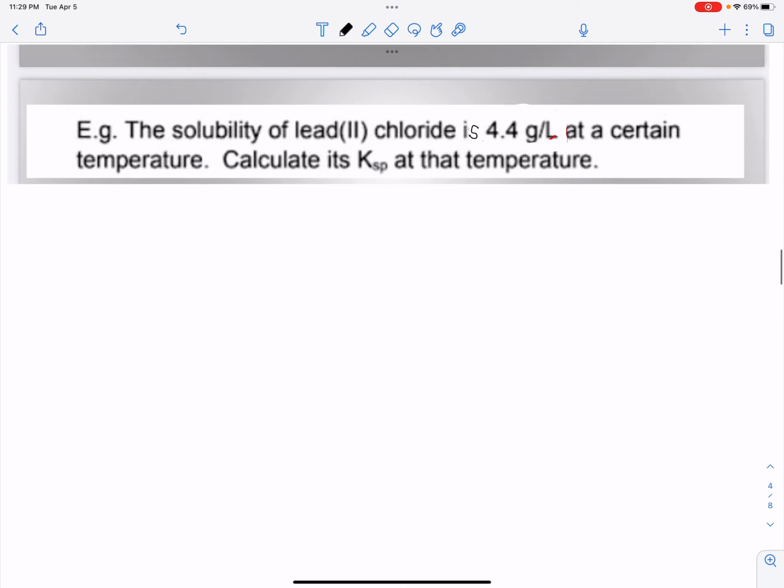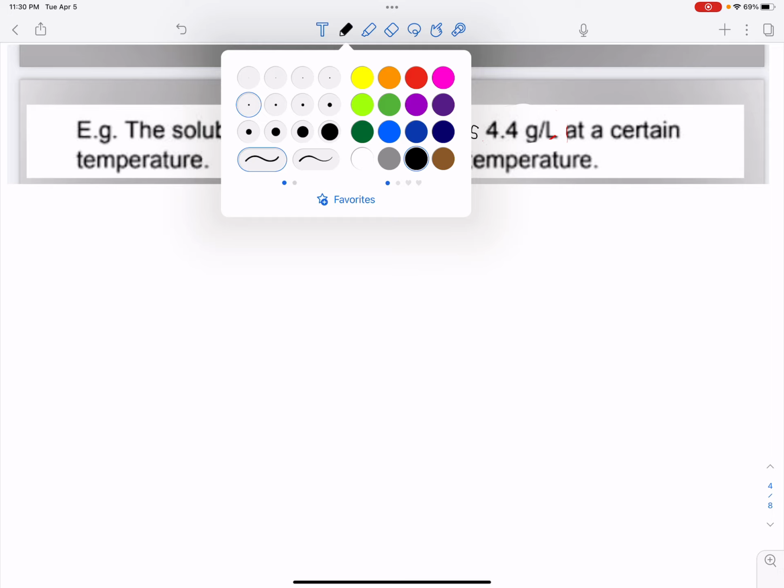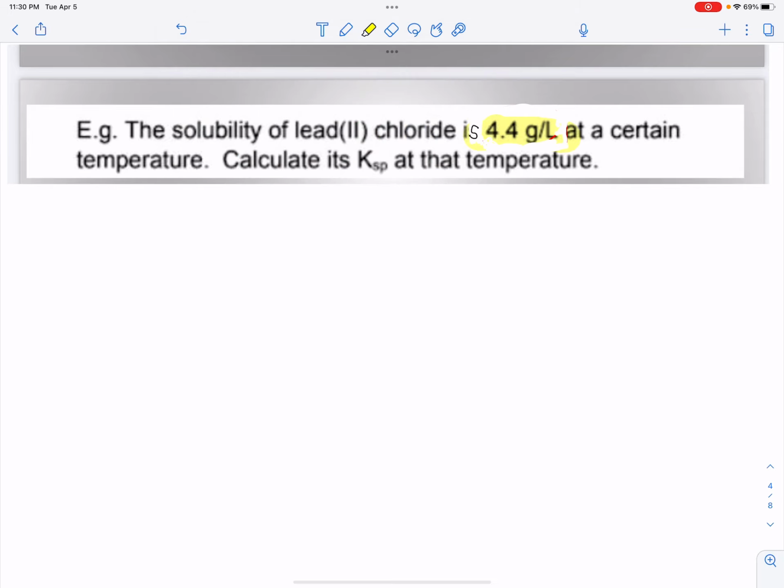We're going to take another example here, only this time we're going to notice a different ratio with our moles. It says the solubility of lead 2 chloride is 4.4 grams per liter at a certain temperature. There's a couple of different things going on in this question. Number one, instead of molar solubility, it is giving us grams per liter. This is showing us how many grams can dissolve per liter to create that saturated solution. So lead 2 chloride, PbCl2, we'll write out the net ionic equation showing how that dissolves in the water.